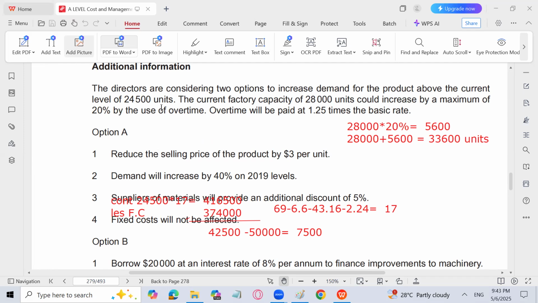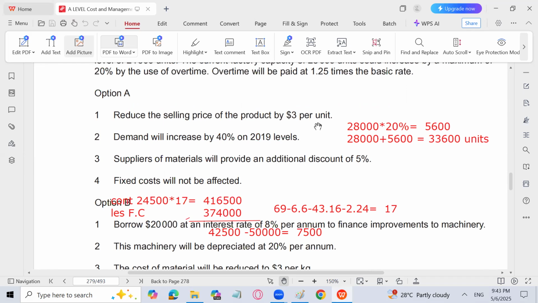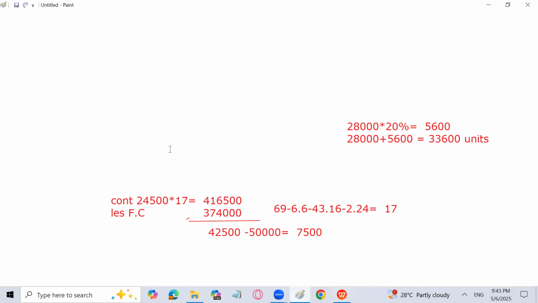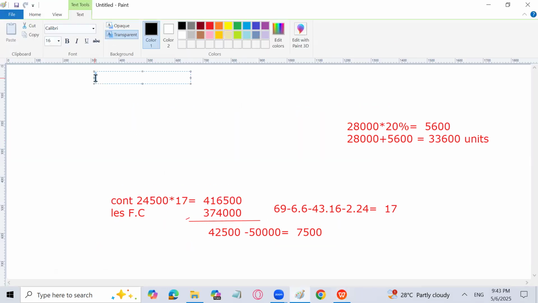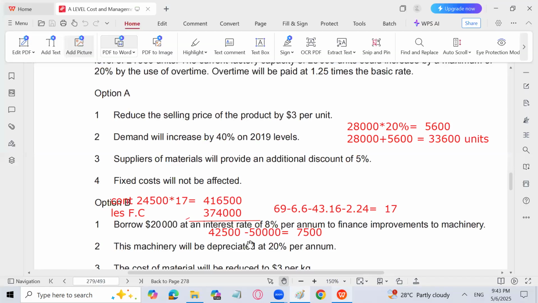Okay. So let's discuss option A. Reduce the selling price of the product by $3 per unit. So option A suggests that we reduce the selling price of the product by $3 per unit. Let's go back. The selling price was 69. So we are reducing it by 3, so that is going to be 66. Next, demand will increase by 40% on the 2019 level. Right?